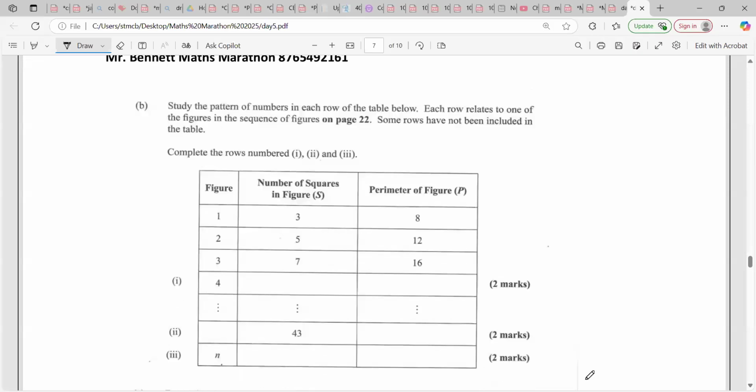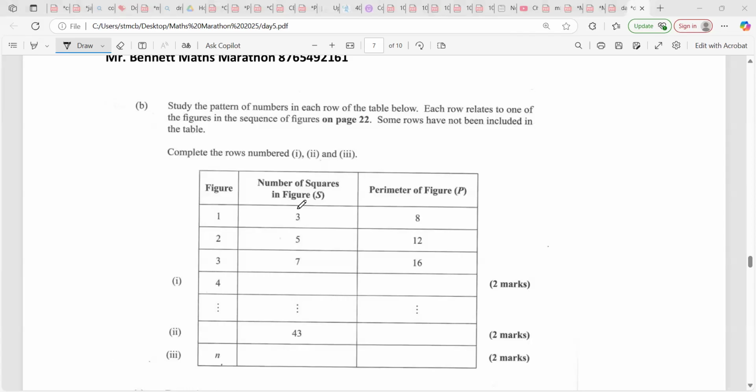All right. So part B says, study the pattern of numbers, and students absolutely hate this. I don't know why, but this can be a little bit fun if they give it a try. Study the pattern of numbers in each row of the table below. Each row relates to one of the figures in the sequence of figures 1 and 2. Some rows have not been included in the table. Complete the rows numbered 1, 2, 3. So that's the first 6 marks. Go ahead, guys, have fun with that. That might take a little time.